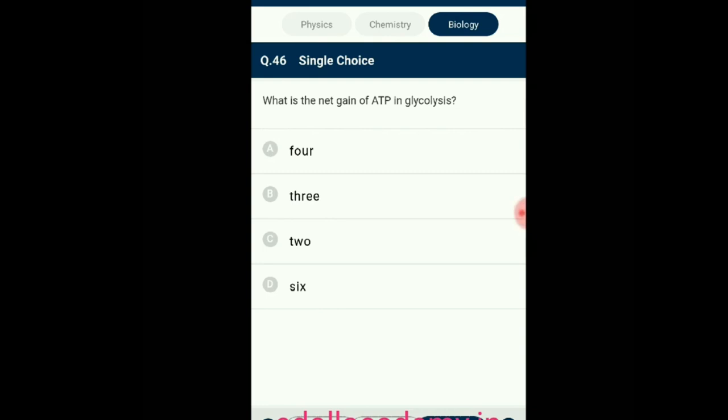1 ATP is used in the conversion of glucose to glucose 6-phosphate and the other ATP is used during the conversion of fructose 6-phosphate to fructose 1,6-bisphosphate. Hence the actual ATP gain from the reaction is 2 ATP. So from glycolysis the net gain is 2 ATP molecules. So the correct option is C.